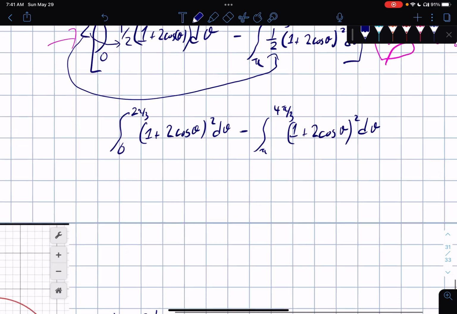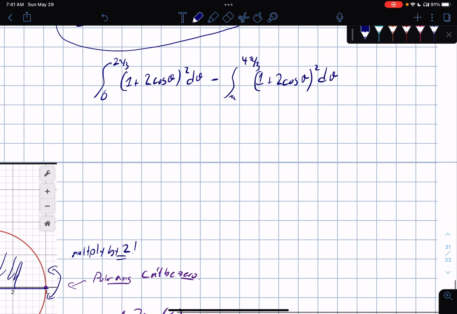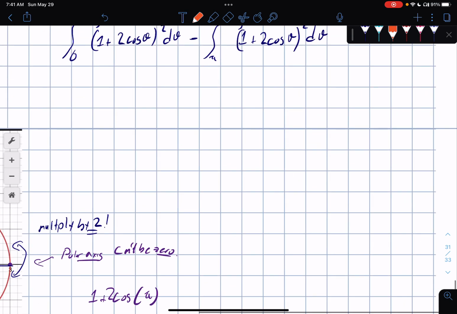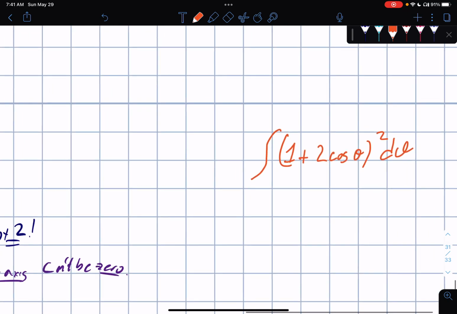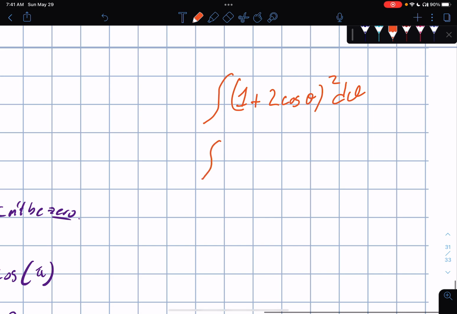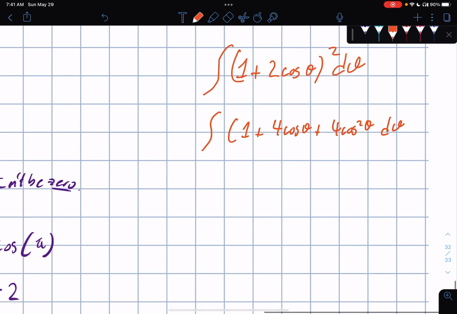Since these integrals are the same, I'm going to solve one of them and then just use the values to plug them in. So let's say (1 plus 2 cosine theta) squared d theta. I'm going to solve the indefinite integral first. So this is 1 plus 2 times 1 is 2, multiply that by 2 is 4 cosine theta, plus 4 cosine squared theta d theta.